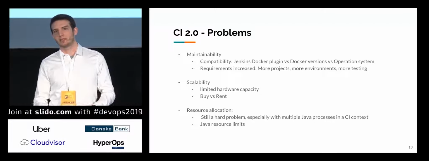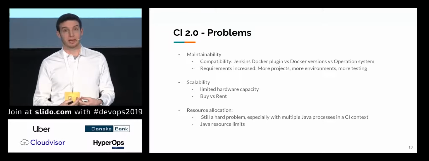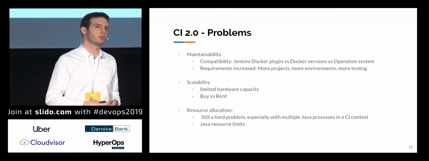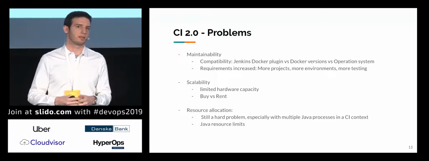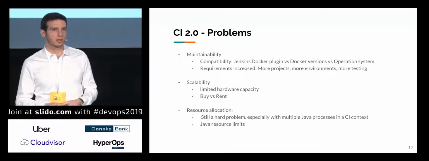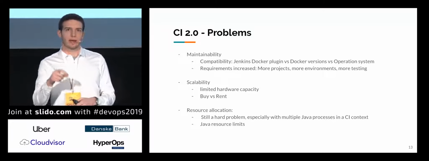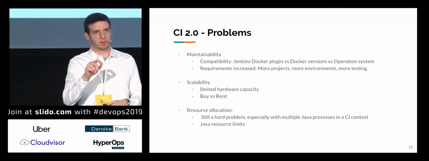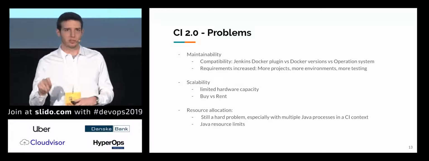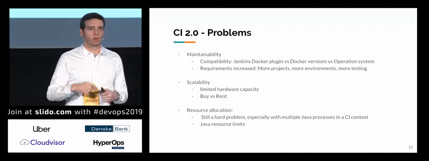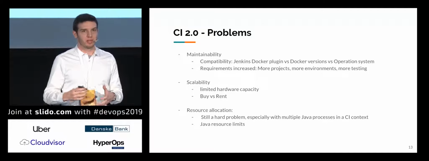Updating Jenkins plugins, and in particular the Docker plugin for Jenkins, was really, really hard. It was difficult to test. It was really complex to do because you always had to consider, okay, what's my Docker version? Is my plugin compatible with it? Is my Jenkins compatible with it? What's the operating system of my physical machine offering?